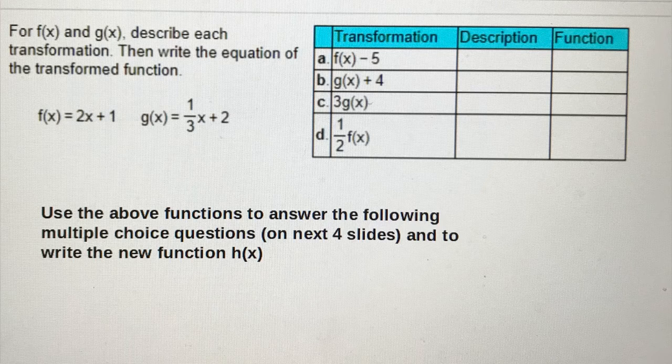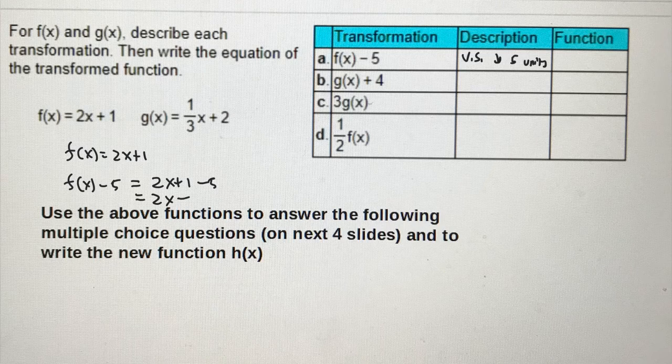Well, like I said in an earlier slide, anytime you have a number on the outside of f of x, that's either being added or subtracted, that's a vertical shift either up or down. So that's a vertical shift down, I'm going to call VS, down 5 units, okay? Now, all you have to do to write the new function is to take f of x, which was 2x plus 1, and be like, okay, well, it's going to be f of x minus 5. So it's going to be 2x plus 1 minus 5. And that turns out to be 2x minus 4. So we have 2x minus 4.